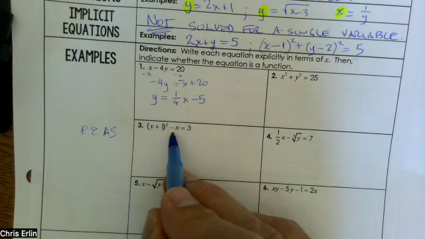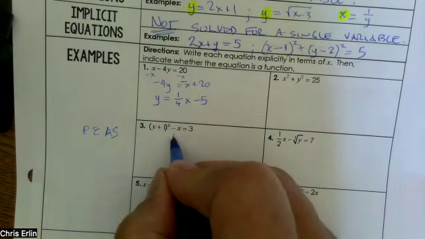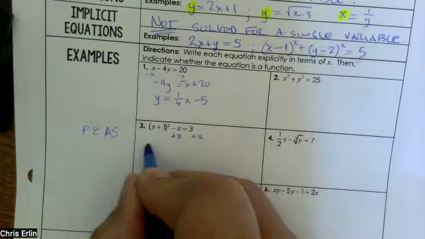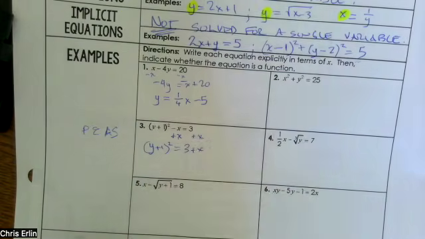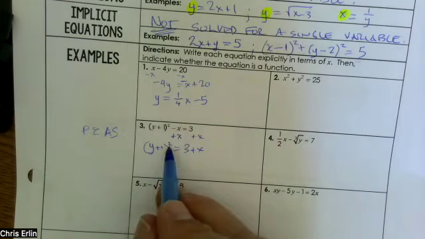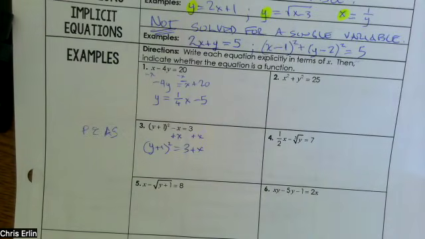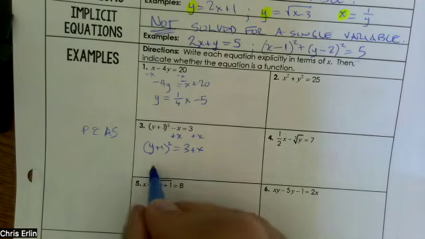What's the opposite of minus X? Plus X. Okay, now I'm up to my exponents. What's the opposite of squaring? Square root. So I'll square root both sides.